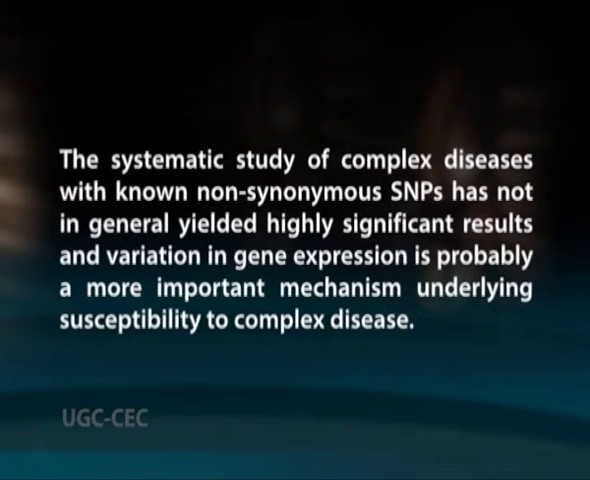The functional effects of DNA polymorphism on multifactorial disease may be mediated through several mechanisms. Polymorphisms that alter protein function can have very important effects. For example, CARD15 NOD2 mutations in inflammatory bowel disease and FLG mutations in eczema atopic dermatitis. The systematic study of complex diseases with non-synonymous SNPs has not in general yielded highly significant results, and variation in gene expression is probably a more important mechanism underlying susceptibility to complex disease.